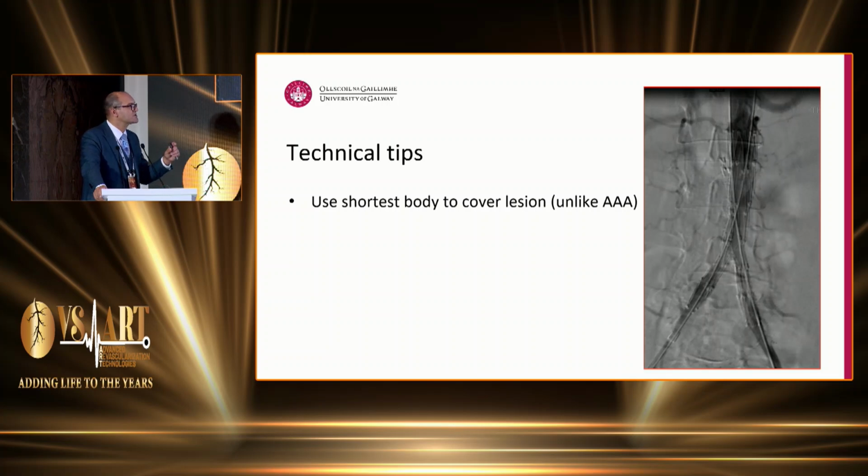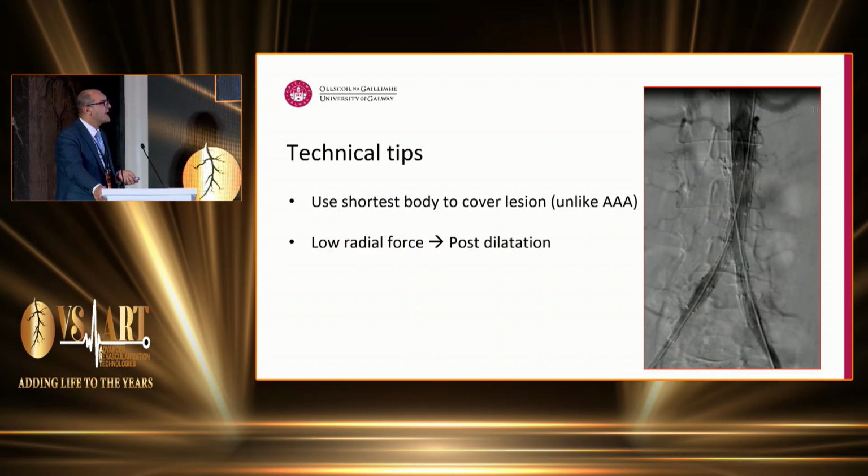But there are certain issues there. If you are going to be putting in an aortic unibody endograft, try and remember to use the shortest body that would work for you without covering as many collaterals. At the same time, there's less radial force in those devices than you would get from balloon expandable devices. So you either post-dilate or look at a proper CRAB rather than using an AFX.